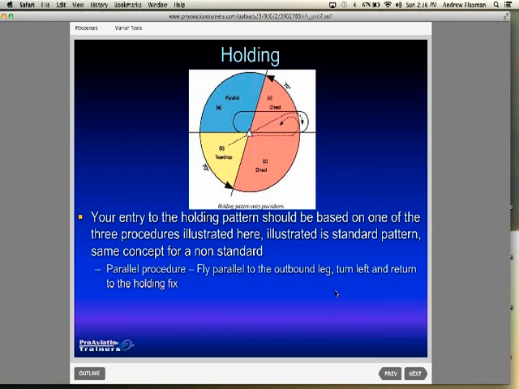So for the parallel procedure, we're going to hit the fix. Let's just say we're coming in from the northwest, flying down. We hit the fix, and then we're going to fly parallel to the outbound leg. If we're tuning our OBS to 270 inbound, our outbound radial is what? 090. So we're flying direct to the VOR. We're just going to call this the VOR for right now.